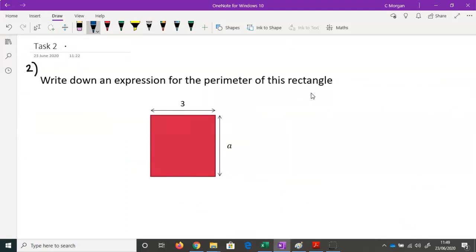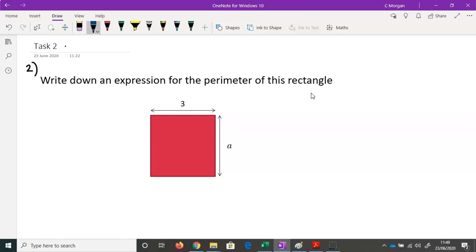Right in front of you is a rectangle. One of the lengths is 3 units, and another one of the lengths is a units. I'd like you to write down an expression for the perimeter, where the perimeter is the distance all the way around the outside of the shape.